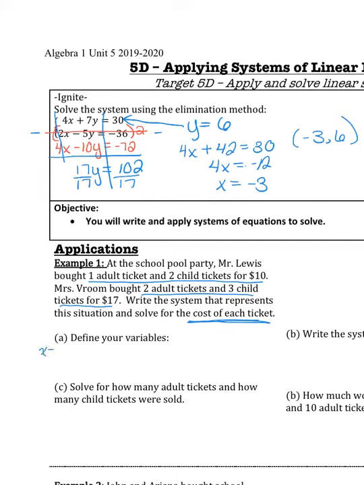So x will be the cost of an adult ticket, and y will be the cost of a child ticket. And what we'll do is essentially write these two equations of these two scenarios. One where Mr. Lewis is buying a ticket and one where Mrs. Vroom is buying a ticket.